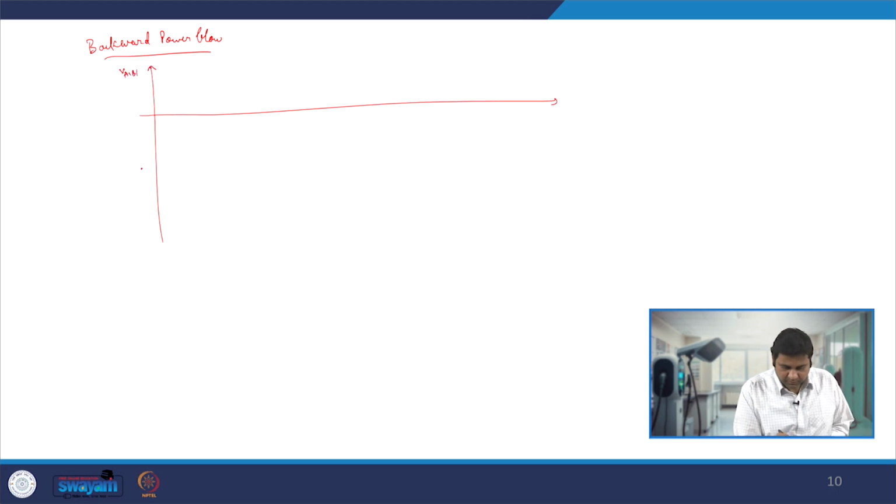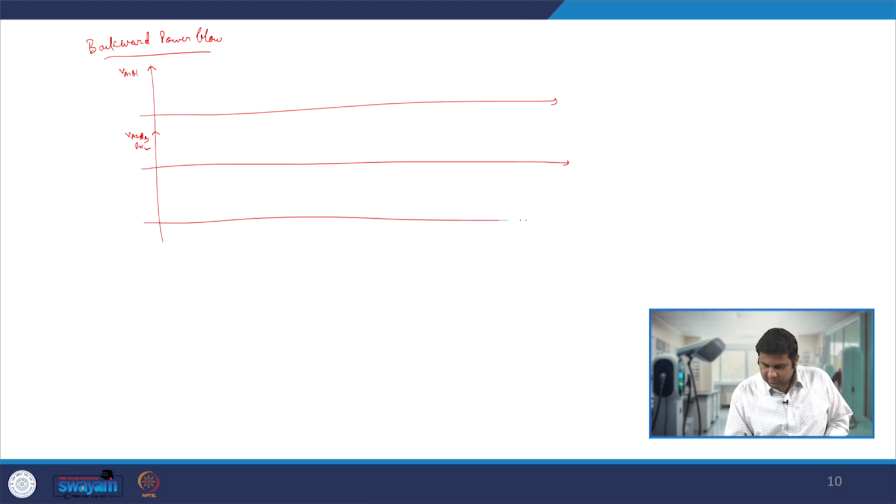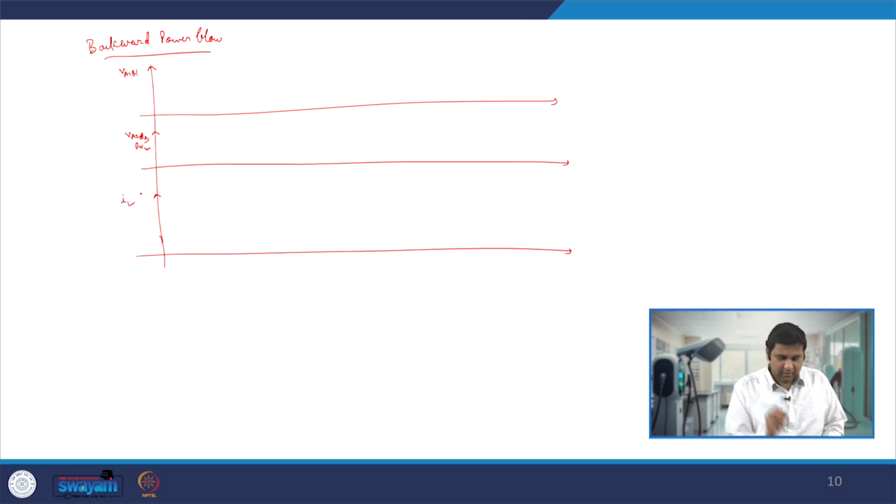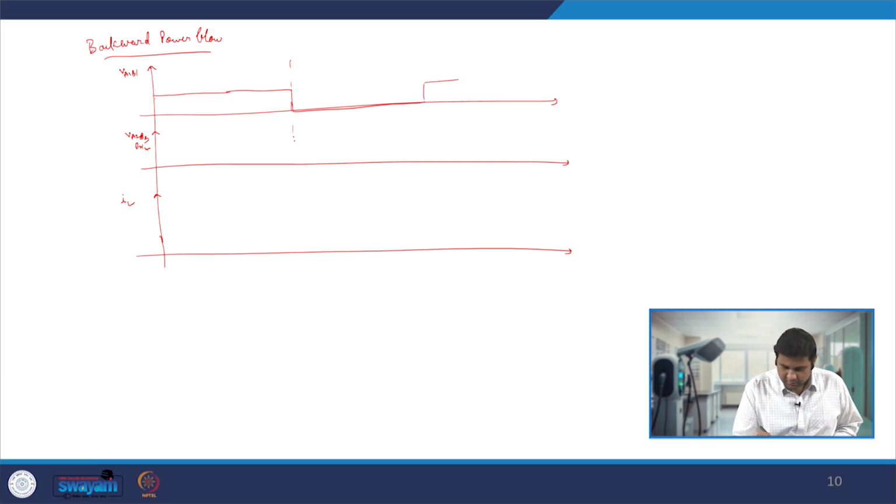VA1 B1, and this is VA2 B2 referred to primary, and we can then also see how my IL changes. So here we assume the same thing: for Ts by 2 period it is on, and for Ts by 2 period it is off. So this is my S1 S4, and this off means we are applying minus V in, here it is V in. So here my S2 and S3 is on.